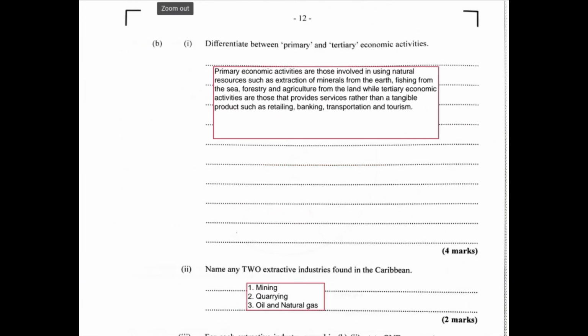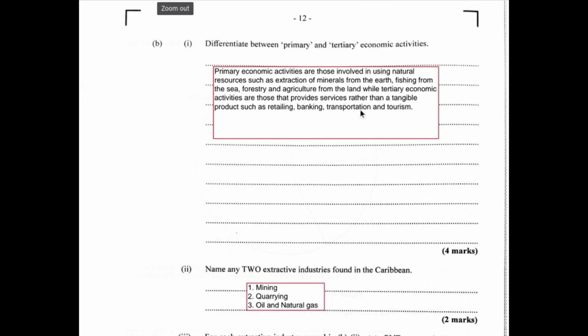B of the question asks that we differentiate between primary and tertiary economic activities. Now this is a simple question. Primary economic activities are those involved in the using of natural resources, such as the extraction of minerals from the earth, fishing from the sea, forestry and agriculture from the land, while tertiary economic activities are those that provide services rather than a tangible product, such as retailing, banking, transportation and tourism. So primary economic activities are natural resources, while tertiary economic activities are services.